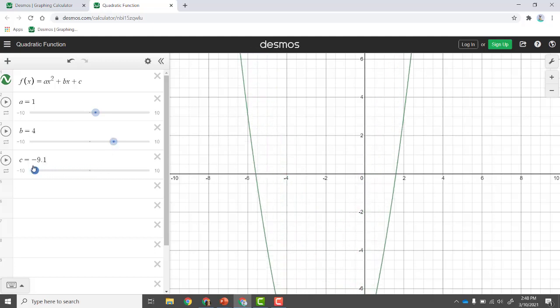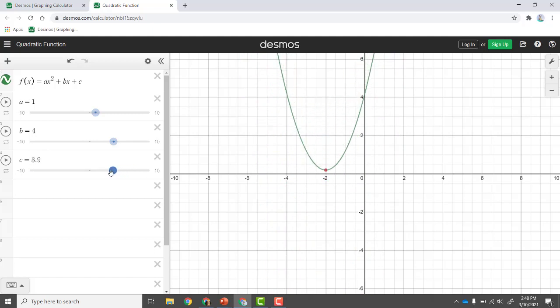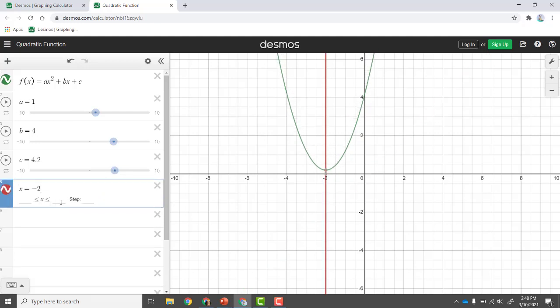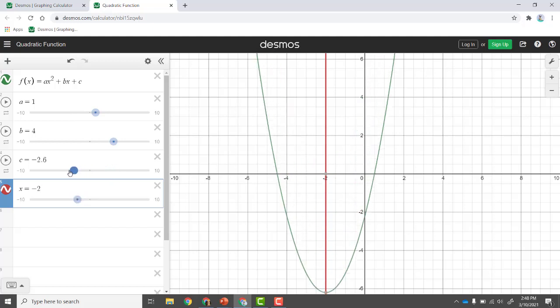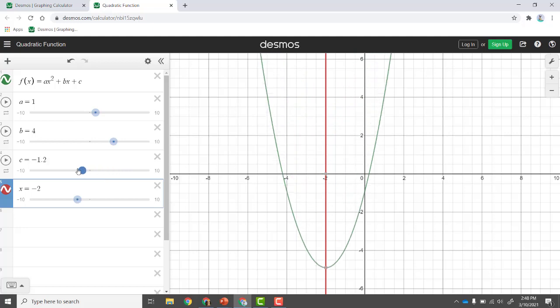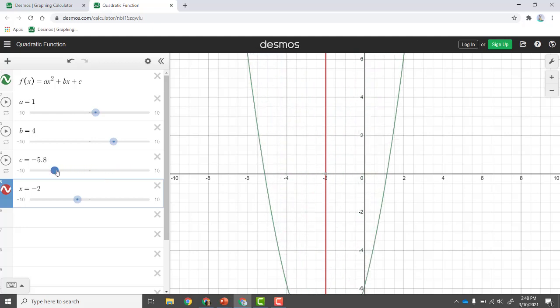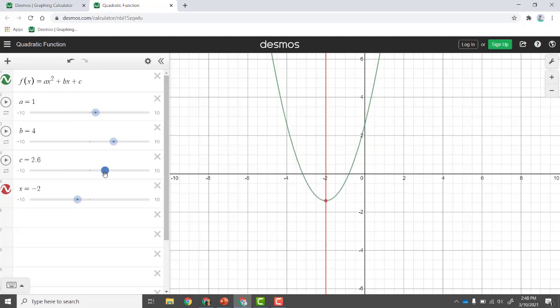Now as I begin to change c, the vertex is changing, but only the y value. In this case, when x equals negative 2, our x-coordinate of the vertex stays there at negative 2 and only changes in the y-coordinate. So c does not have an impact on the x-coordinate of the vertex.